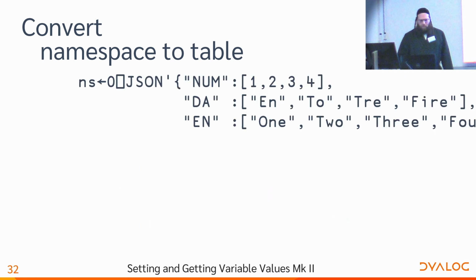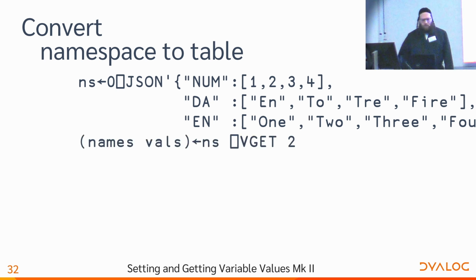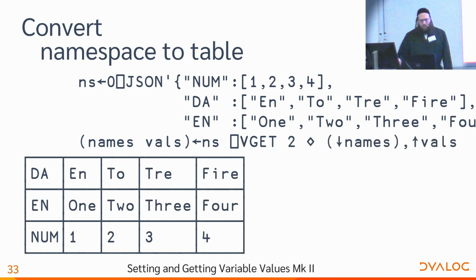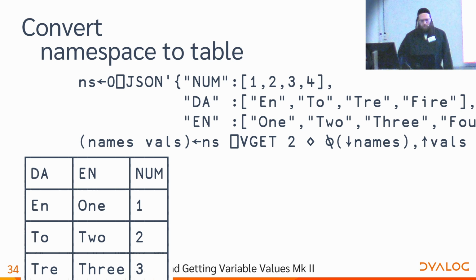Here's an example where we get some JSON data in. Normally you wouldn't have it as a literal, but you would get it from some online source, something like that. But we get it in as a namespace on the APL side. That means we can get the names, get the values, and then we can piece together a table, and all we need to do then is transpose it, and we have a nice displayable table straight from JSON.